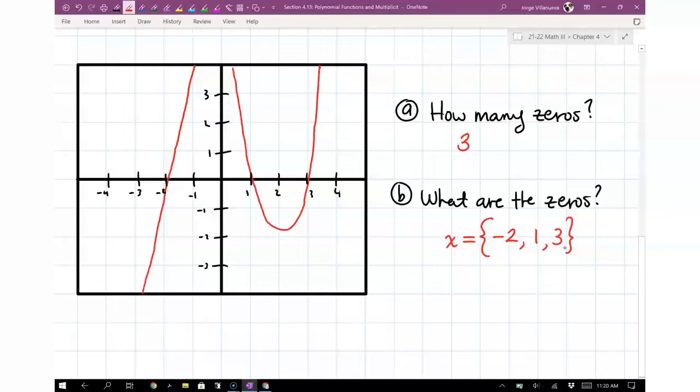Remember, they're called zeros because if I were to list the points, this is -2, 0, 1, 0, 3, 0. They call them zeros because the y value is always 0. Whenever the y value is 0, you're on the x-axis. That's why they call them roots, because they're rooted on the axis. Or you could just call them answers. Solutions, answers, roots, zeros, they're all the same meaning.